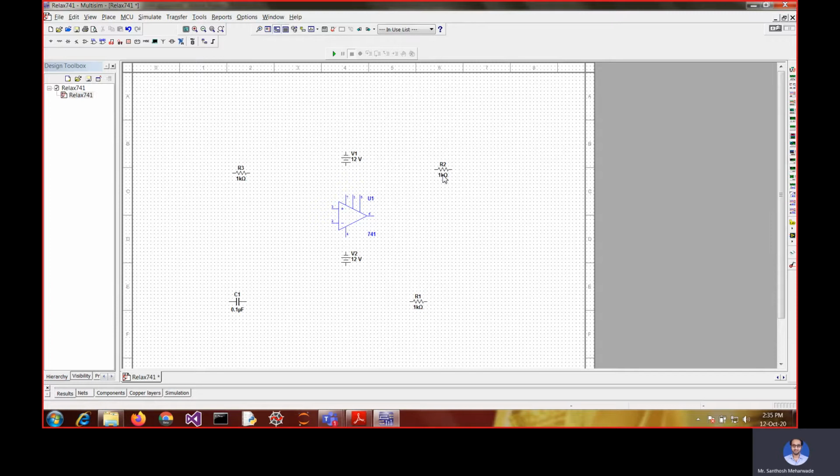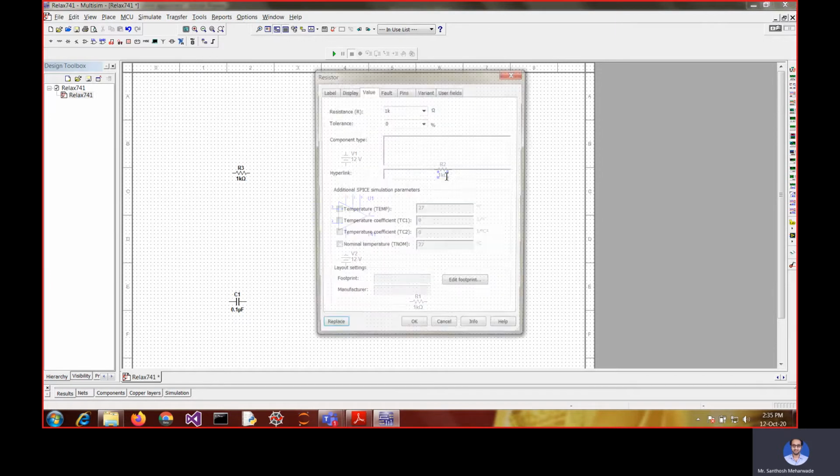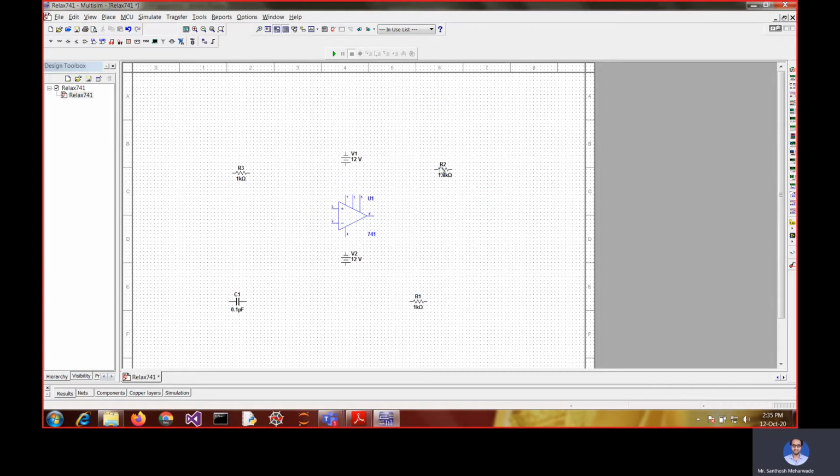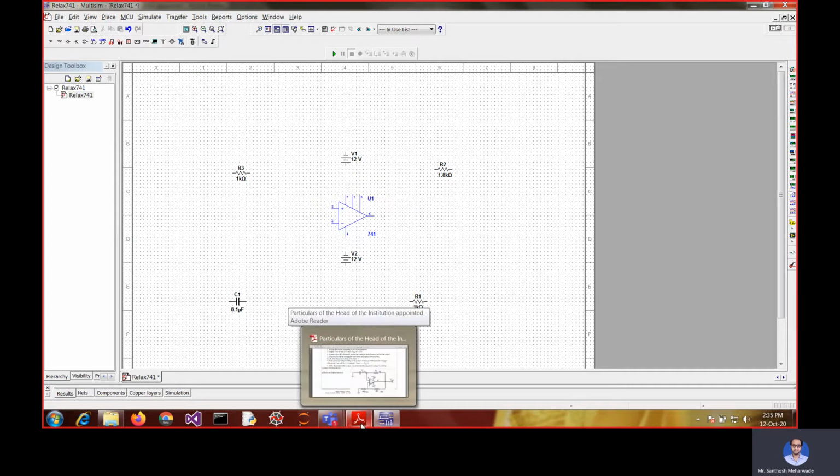You can see that here our R2 value is 1.8K. Whenever you place a resistor, the software is going to assign the name for that resistor. So you only have the privilege to change the resistance value, and you can change the capacitance value of the capacitor, but you should not change the names of the capacitor and the resistors, because it is going to create problems. While simulating, it is going to throw an error which is very hard to identify.